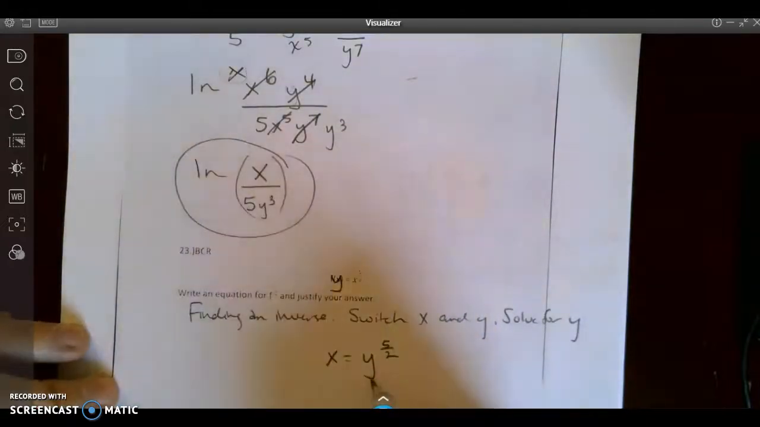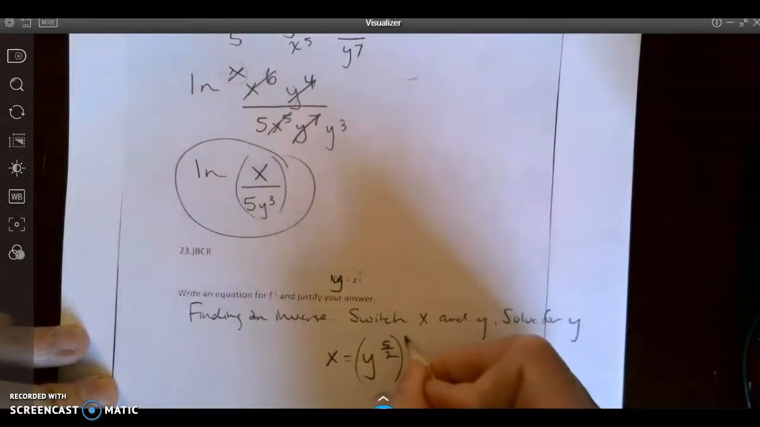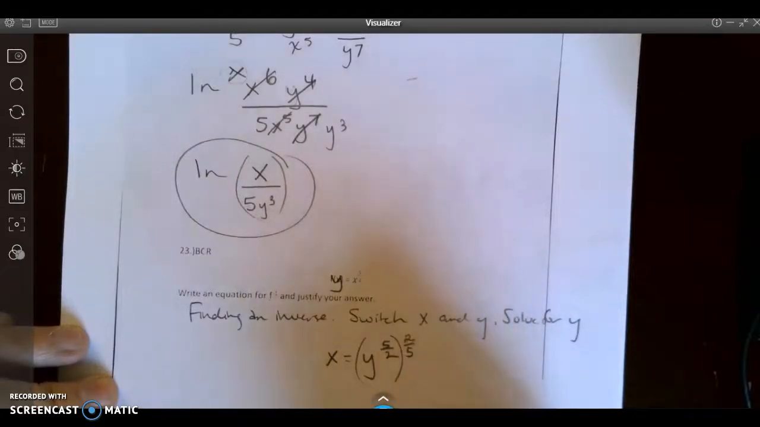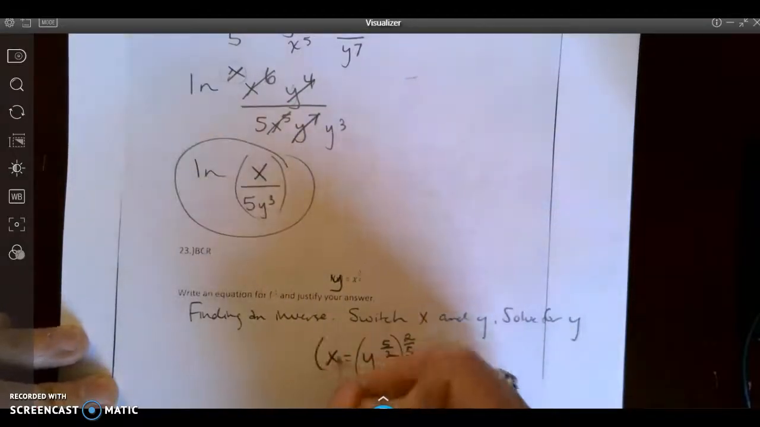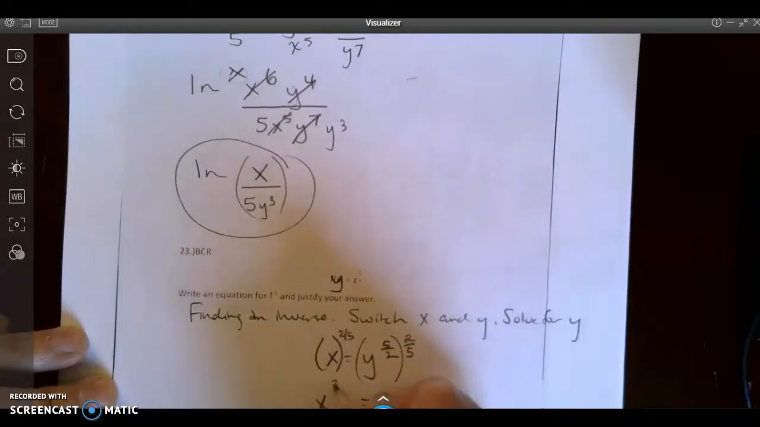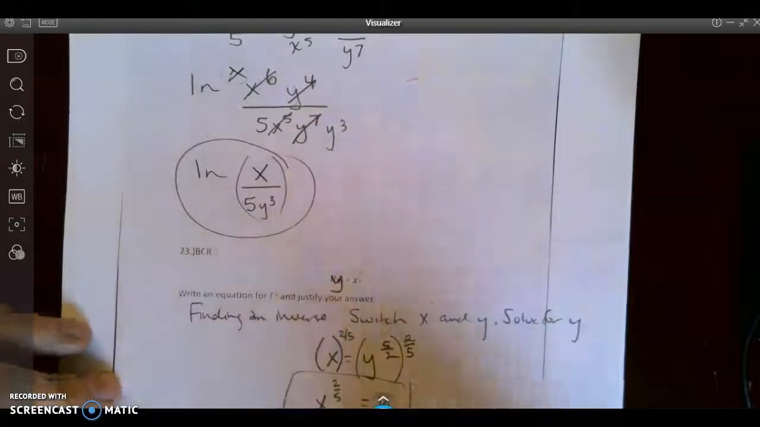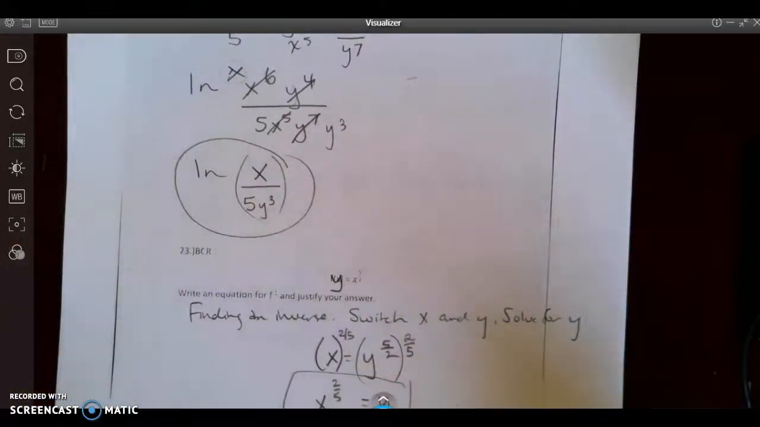Well, in order to solve for y, I need to get rid of this exponent. So power to a power, if I multiplied by its reciprocal, I'd end up with 5 halves times 2/5 is just 1. But if I do it to the right side, I have to also do it to the left. So y equals x to the 2/5 power. That's my inverse, and my work is my justification.